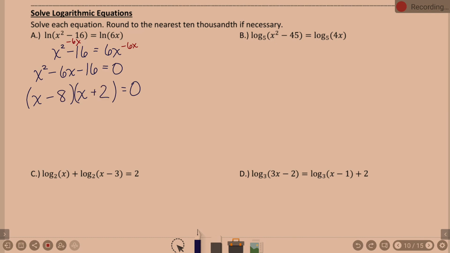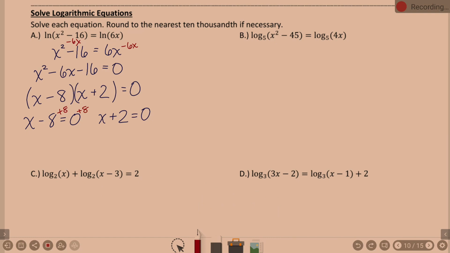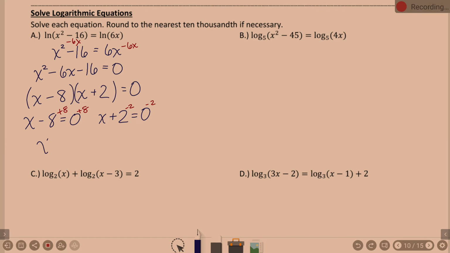Once you get your factors, now what? Set each factor equal to 0. X minus 8 equals 0. X plus 2 equals 0. Then what? Officially, it's add the 8, subtract the 2. We get solutions of x equals 8 and x equals negative 2.